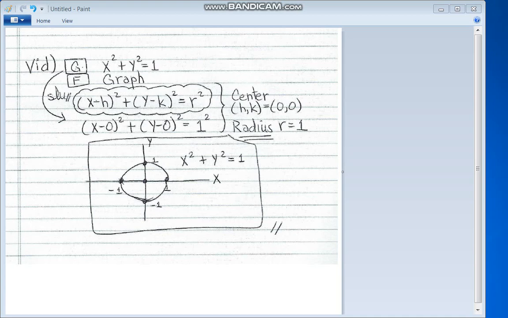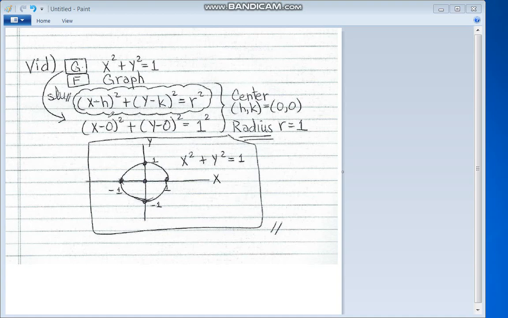For this example, we are given the equation x to the second power plus y to the second power equals 1, and we're asked to find the graph. So the first thing we recognize is it looks a lot like the general equation for a circle. So here's my solution.